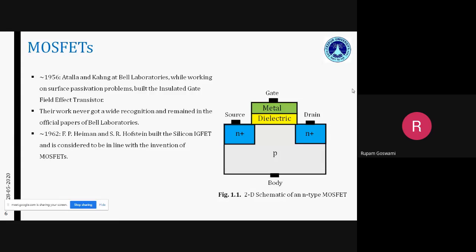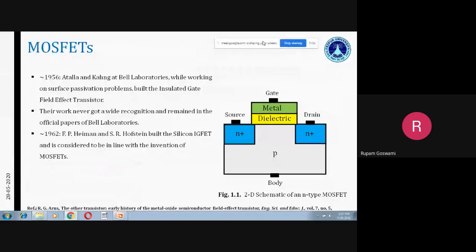In 1962, F.P. Heiman and S.R. Hofstein built another version of the silicon ICFET, or insulated gate field effect transistor, and this particular device is considered one of the most significant ones in line with the invention of MOSFETs. At the bottom of the slide, you can see the reference which discusses such inventions and histories of the MOSFETs. Okay.